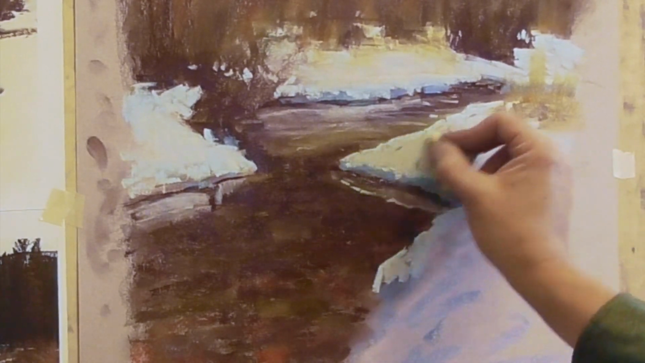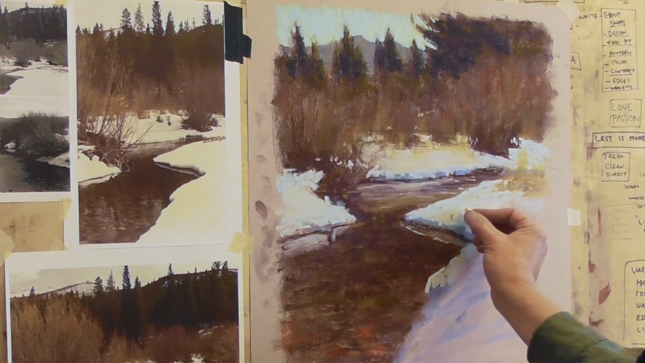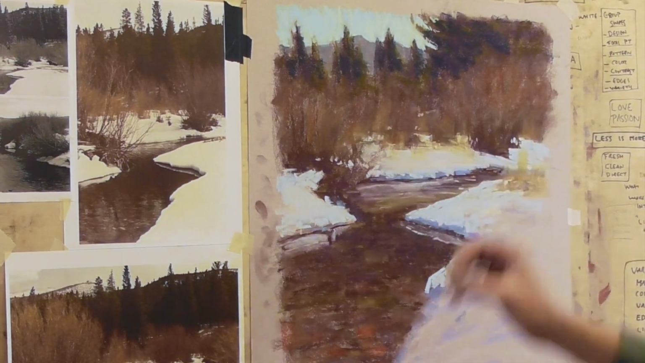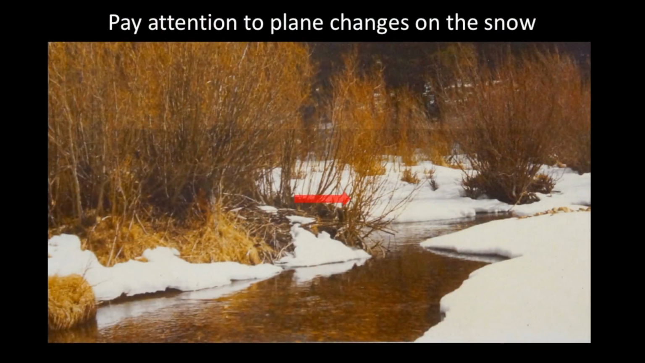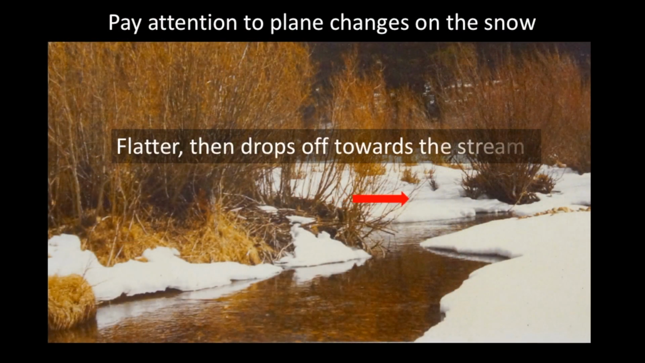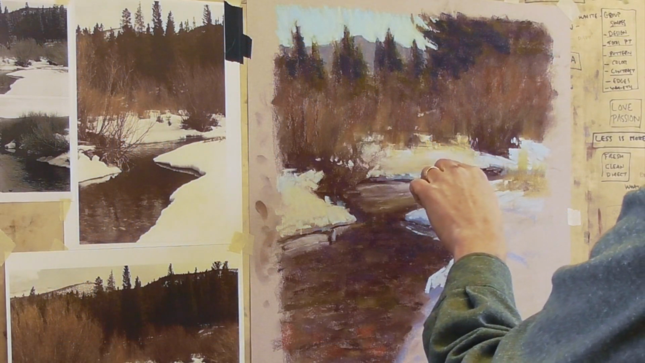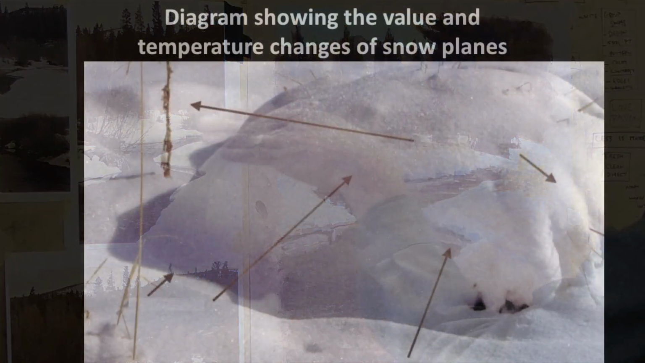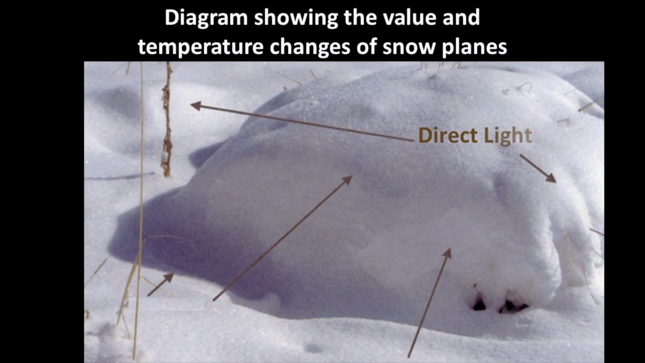I also want more texture in the foreground. So I'll add bits of the warmer notes, especially where you get plane changes. Like right here, maybe it's hard to see on the camera, but the snow is somewhat flat and then it drops down. And so at that edge, a lot more sunlight is hitting the snow. So there's a temperature change. So let me show you essentially what we've got here.